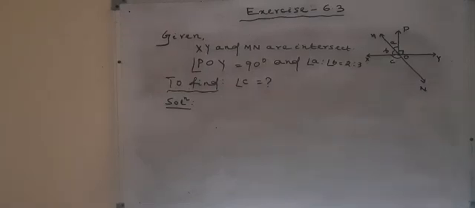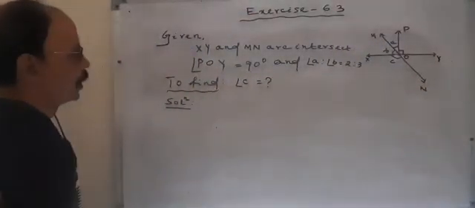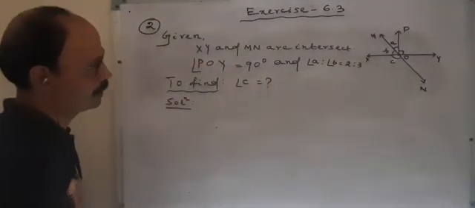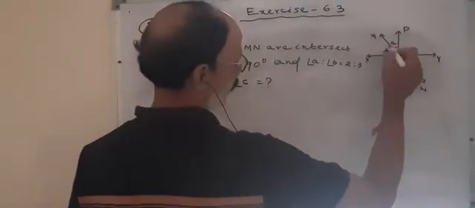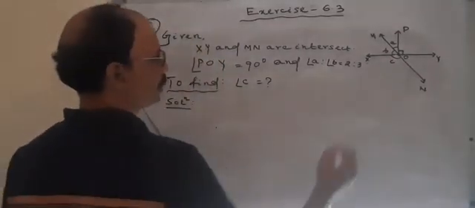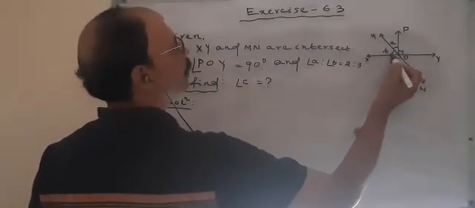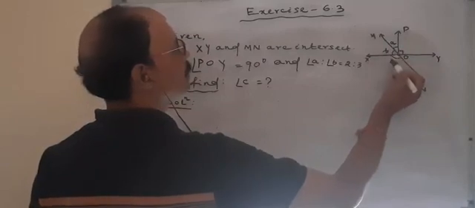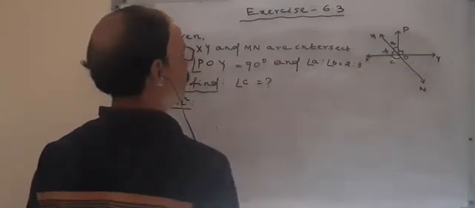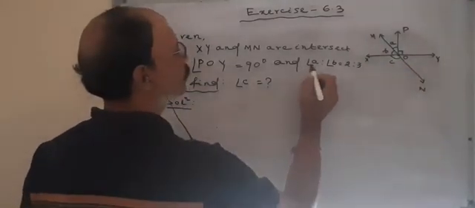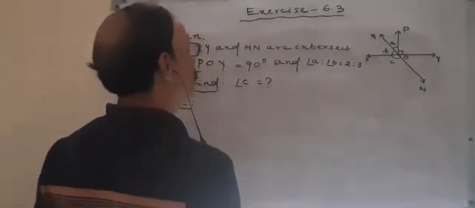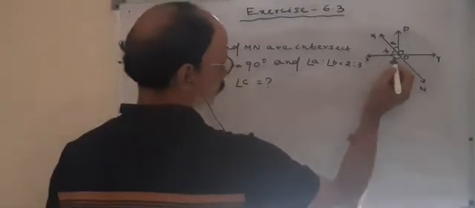So it is question number 2. In this question it is given that XY and MN intersect each other. Intersect to each other means the angle POY is 90 degree, and there is also the ratio angle A to angle B is equal to 2:3, and we have to find the angle C.